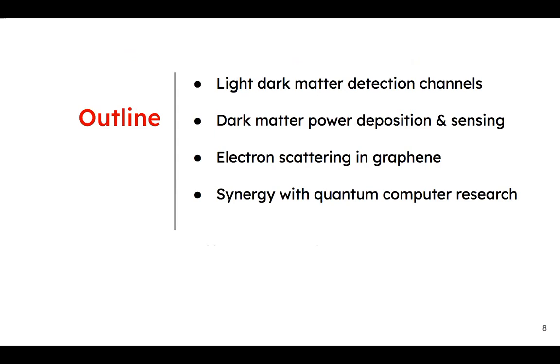So now the outline of today's talk would be, first I'll give a very brief overview of the different techniques for light dark matter detection. And then I'll talk about a new way of doing direct detection experiment for light dark matter that we have proposed. And then another idea that I'm right now working on: electron scattering in graphene, so using graphene as a dark matter detector. And finally, it's not my work, but I just want to mention the synergy between quantum computer research and light dark matter detection, which I find very interesting.